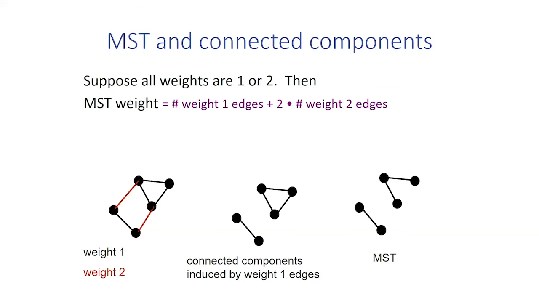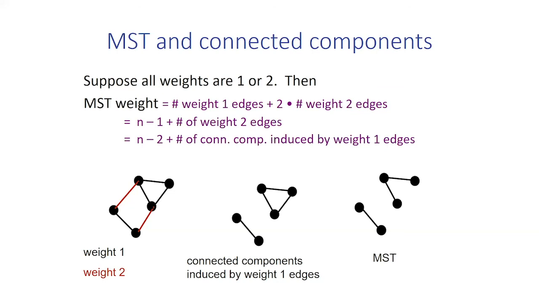Let's say the weights are all either 1 or 2. Well, then the MST weight is the number of weight 1 edges plus 2 times the number of weight 2 edges. That doesn't really help me. Let me rewrite this. Every edge contributes 1, and the number of weight 2 edges contribute an extra 1. So it's really n minus 1 plus the number of weight 2 edges. Okay, so here's my example with weight 1 edges and weight 2 edges. I don't know if you can see that these are red. Okay, so now I want to say, how many weight 2 edges do I need to put in? Well, first I'm going to put in as many weight 1 edges as I can.